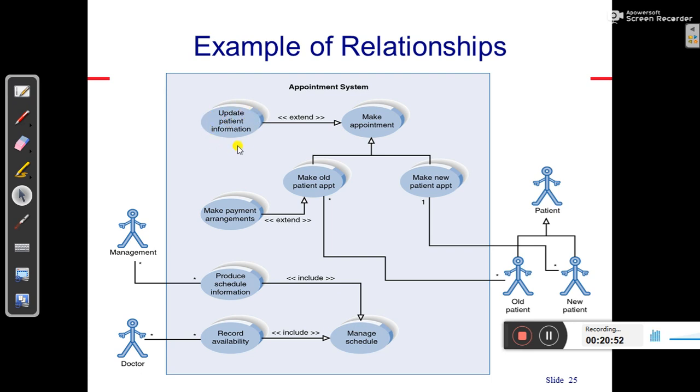We can include that use case in case of make appointment, and again we can include this make payment arrangement in case of make old patient appointment. Okay, make new patient will be included directly, a generalized connection with make appointment. That is also a use case. This use case is directly connected to make appointment, that is a generalized connection or relationship or communication. But this is an optional communication, and this is an inclusion communication.